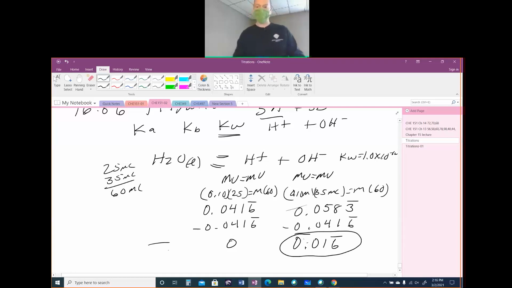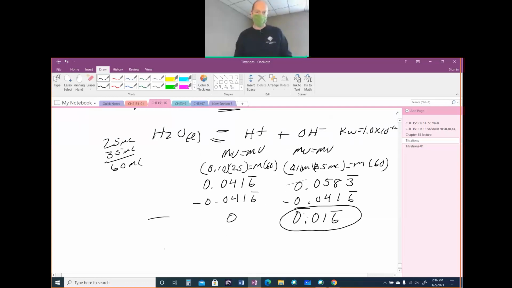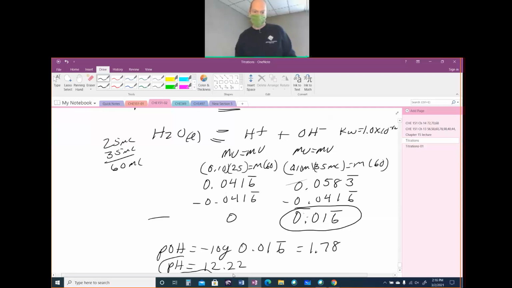Our concentration of OH minus is 0.016 repeating. And so we can go to the pOH, which is the negative log of our 0.016 repeating. So the negative log of that answer gives us a 1.78. And so that gives us a pH of 12.22, which was the question, what is the pH when you're at that point in that titration.